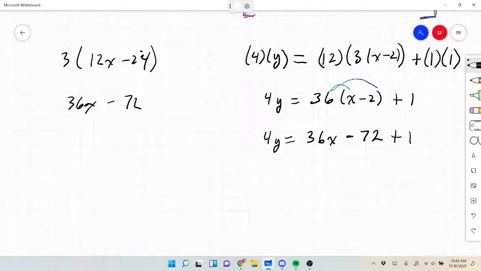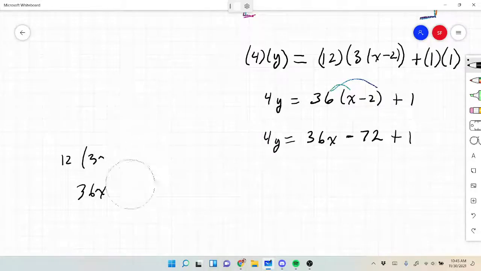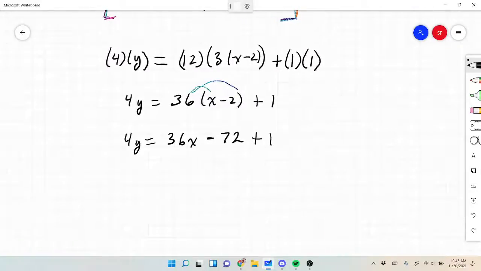You can actually also distribute 3 first, and you can do 12 times 3x minus 6. And then you get 36x minus 72 as well. So it doesn't really matter, as long as you do the steps correctly. Multiplication follows the associative property and the commutative property. You can rearrange or group it differently and get the same answer.